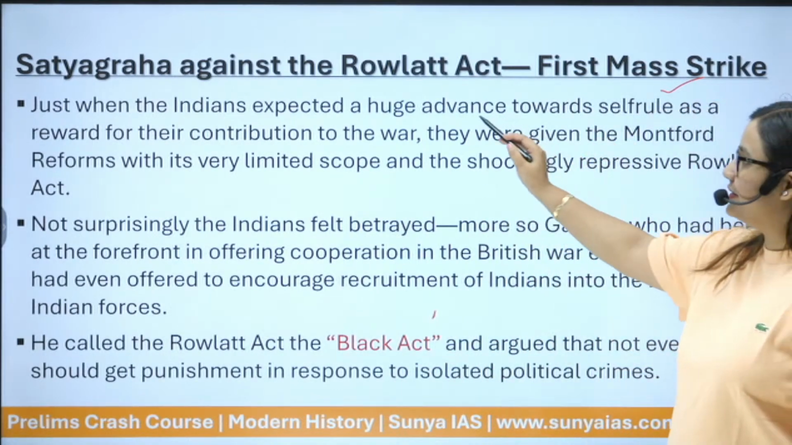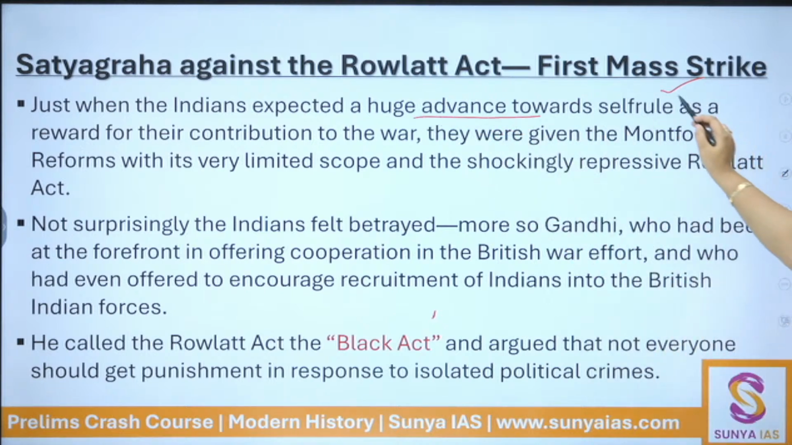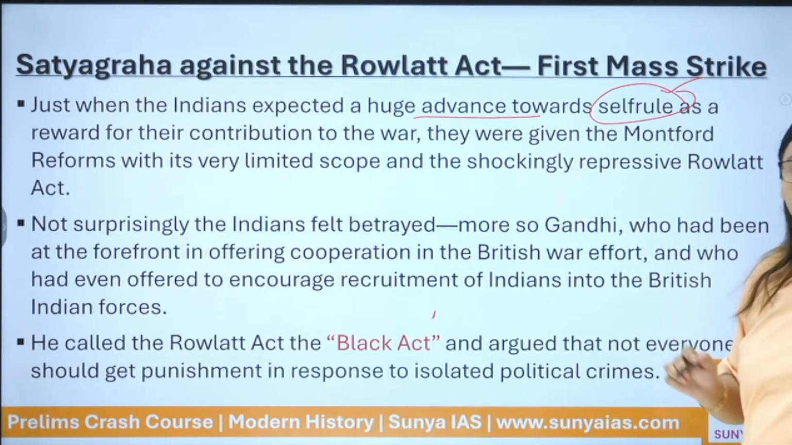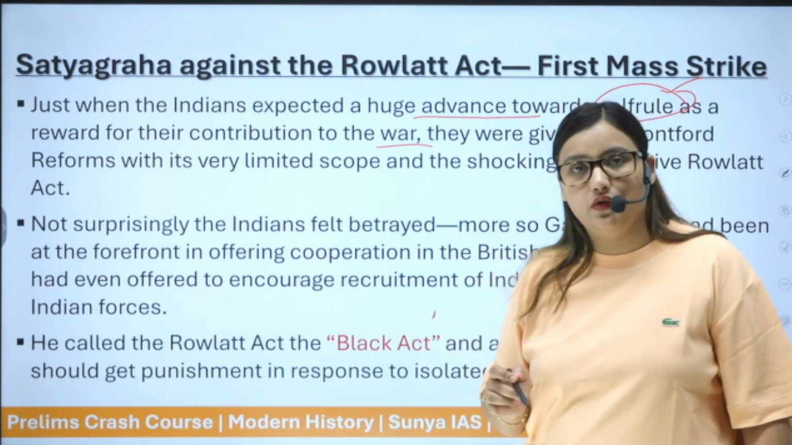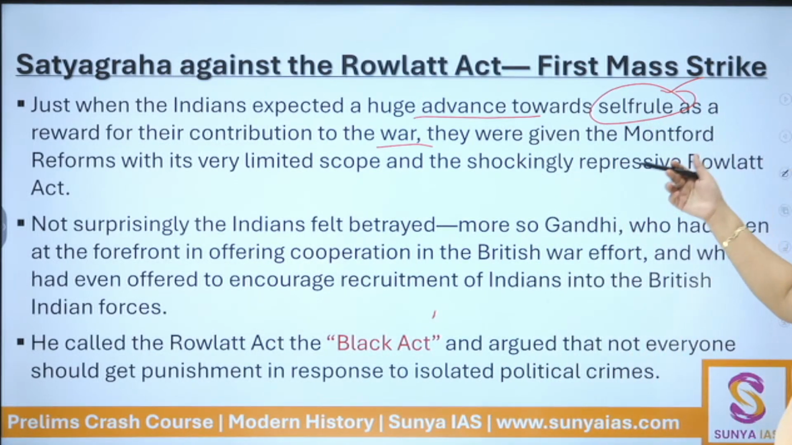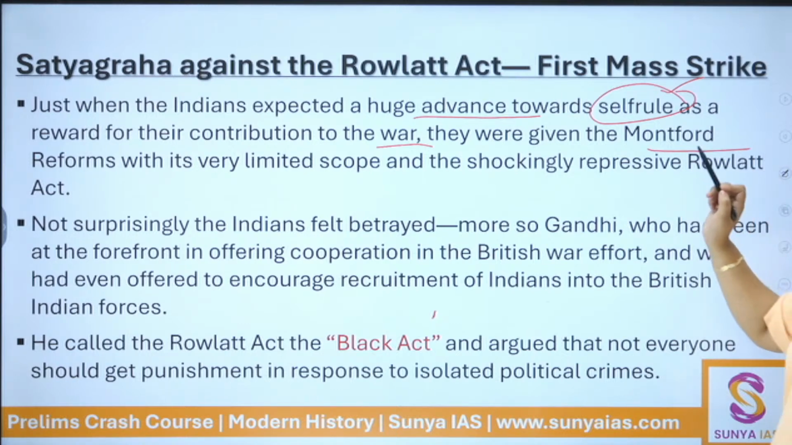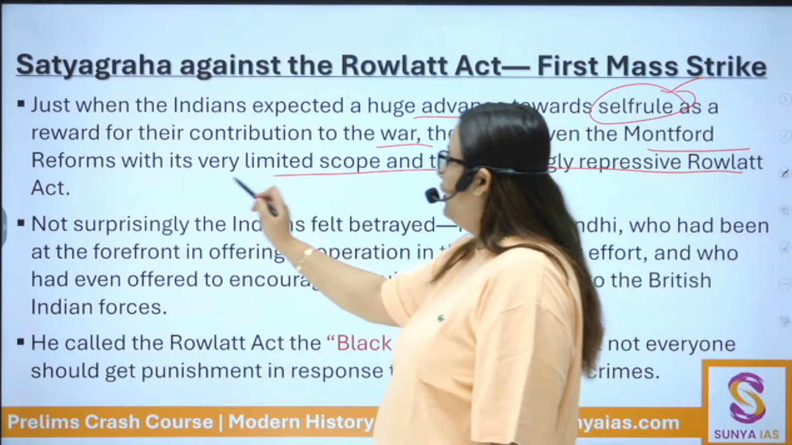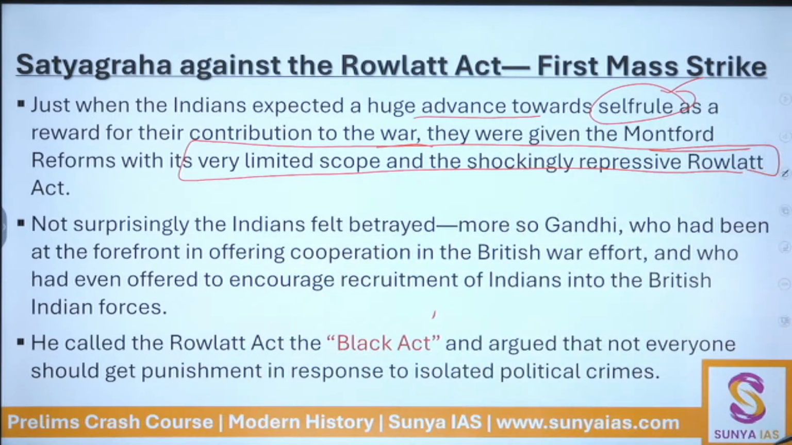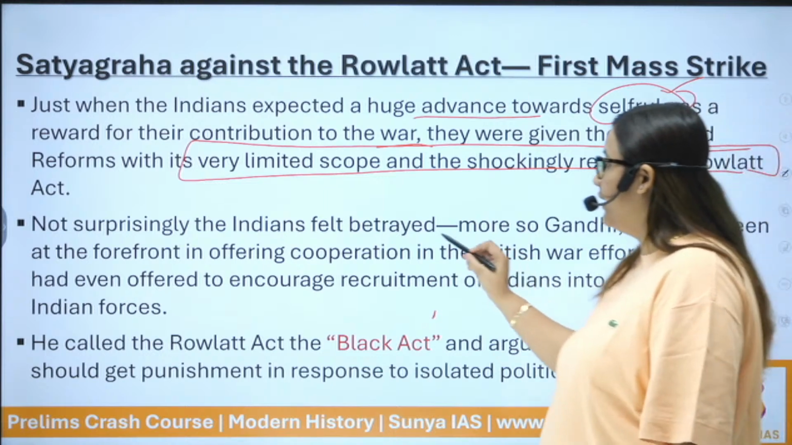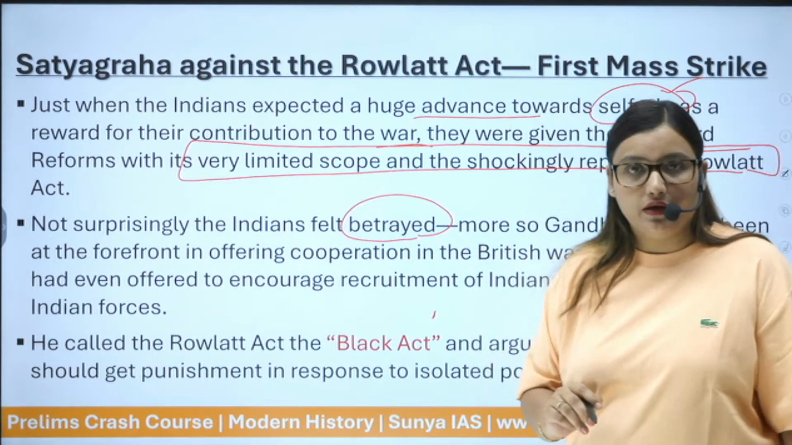So just when Indians expected a huge advance towards the self rule as a reward for their contribution to the war, as Indians participated in the First World War, instead of getting self rule, they were given the Montford reform with very limited scale of power and a repressive Rowlatt Act. Shockingly, a very repressive Rowlatt Act. Okay, so yes, of course, after seeing this Rowlatt Act, Indians felt betrayed, right?